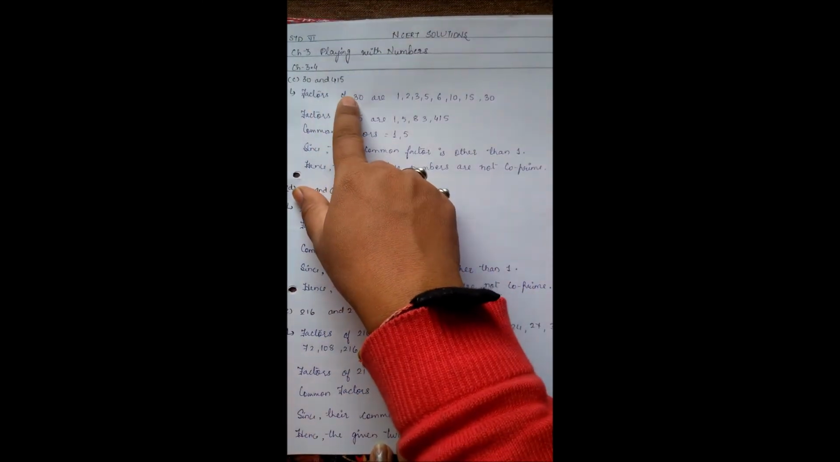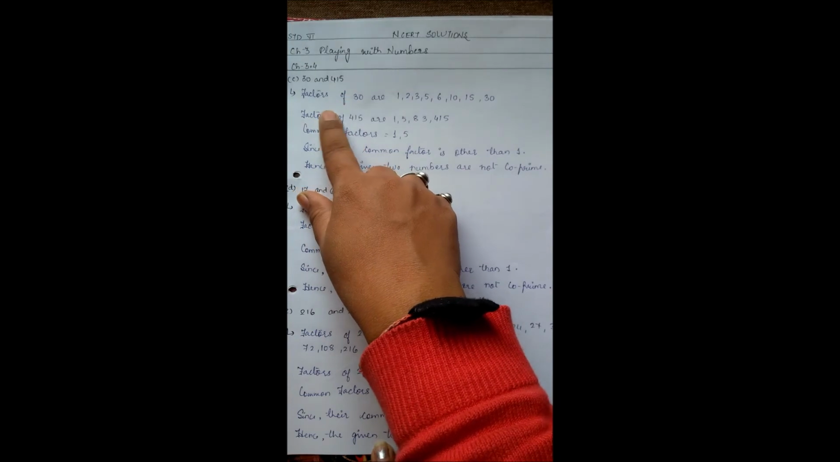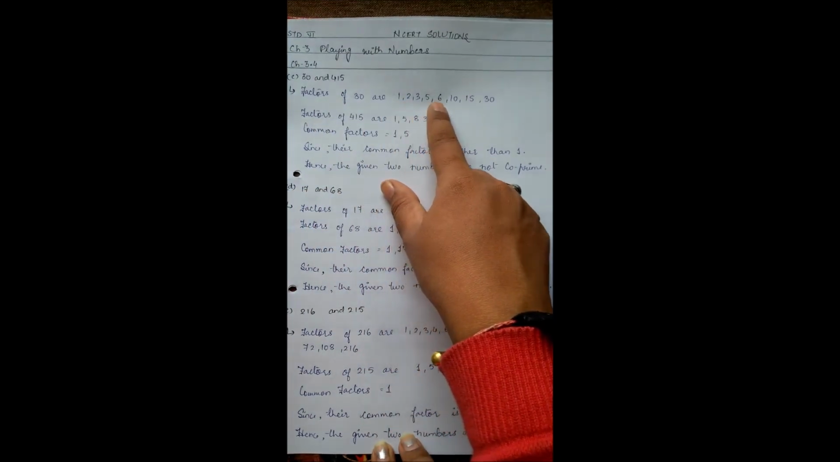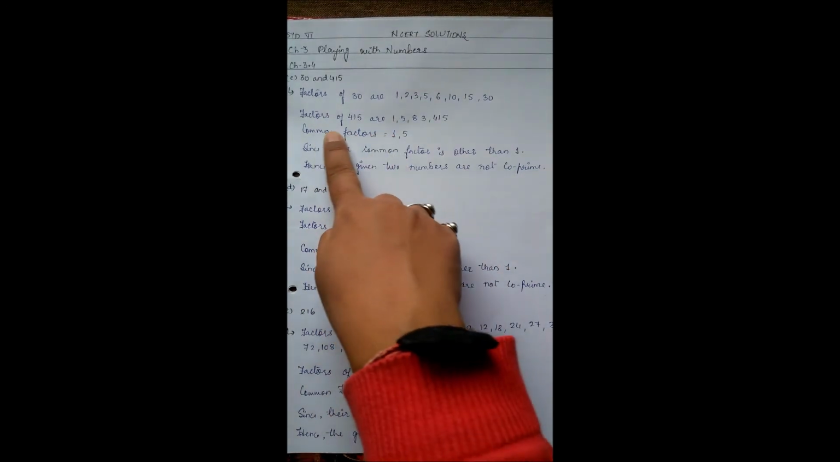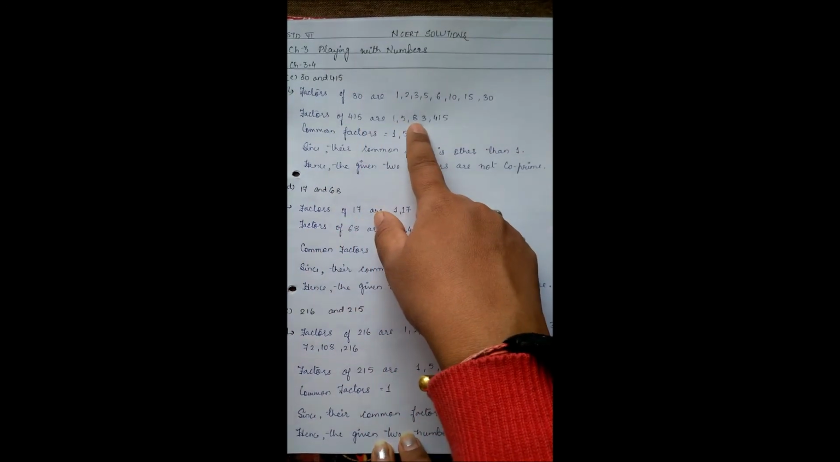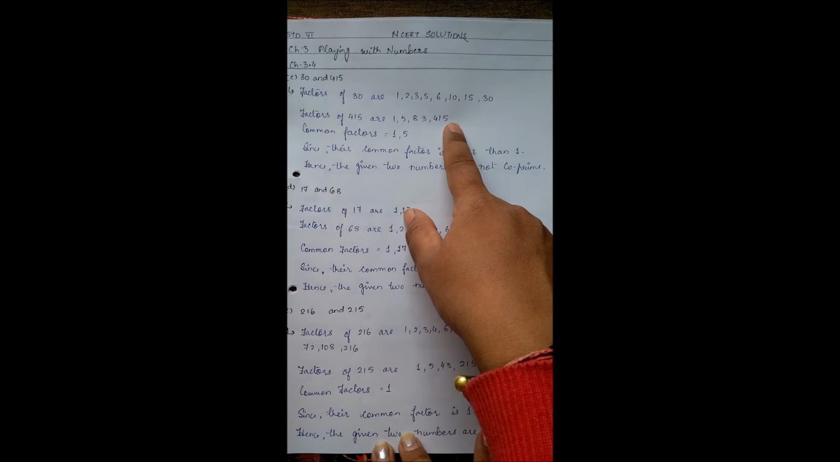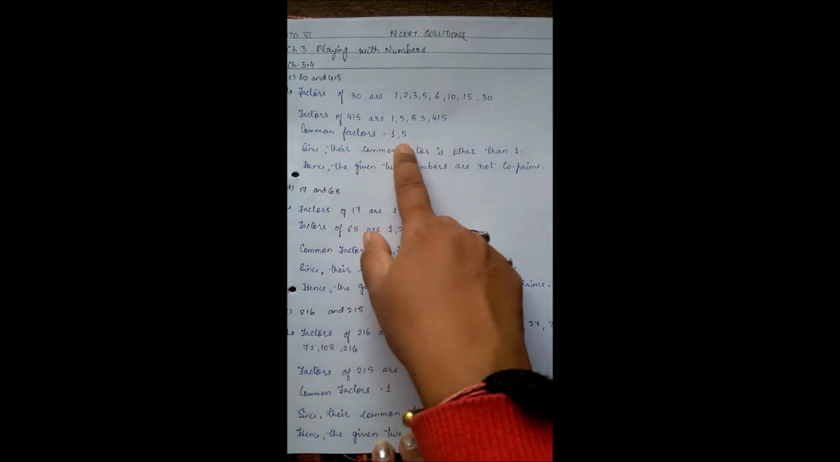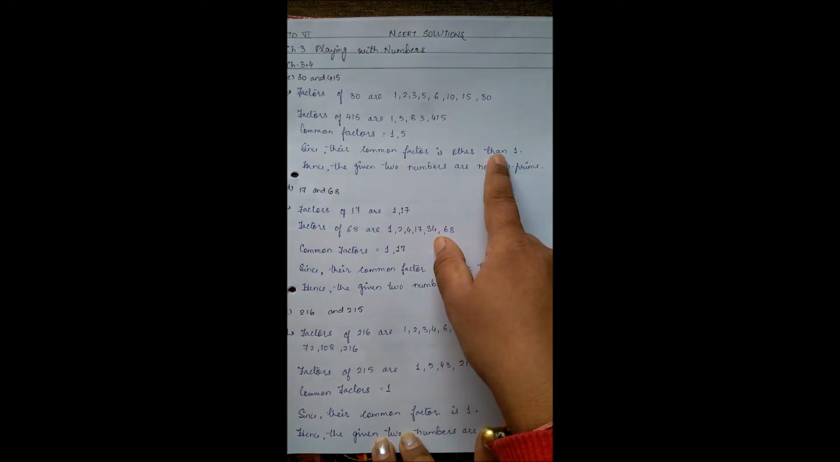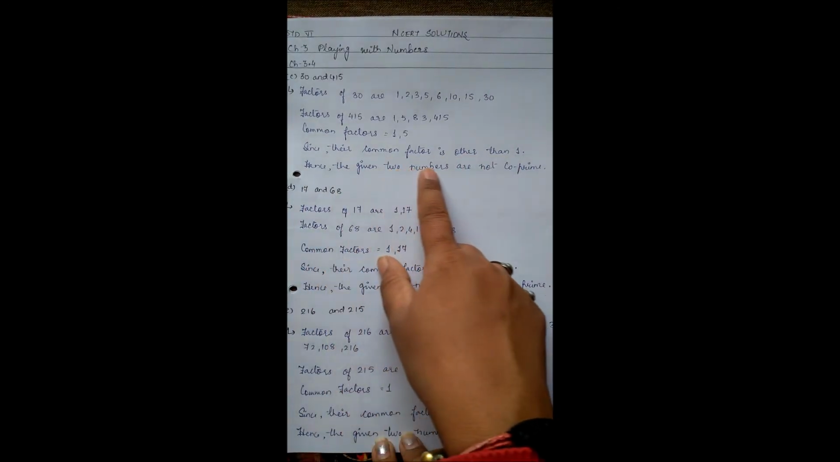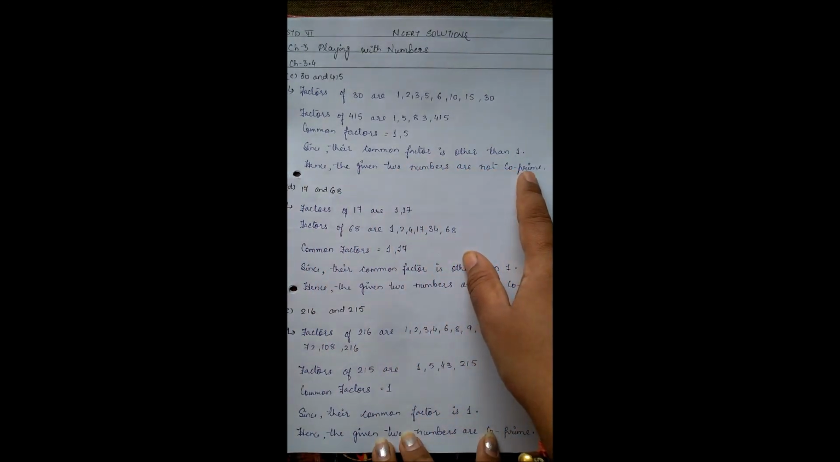Moving to the next, 30 and 415. Factors of 30 is 1, 2, 3, 5, 6, 10, 15, 30. Factors of 415 are 1, 5, 83 and 415. Common factors are 1, 5. Since their common factor is other than 1, hence the given two numbers are not co-prime.